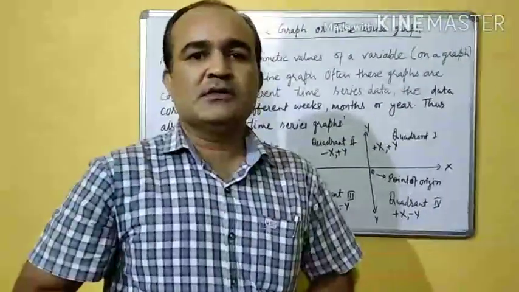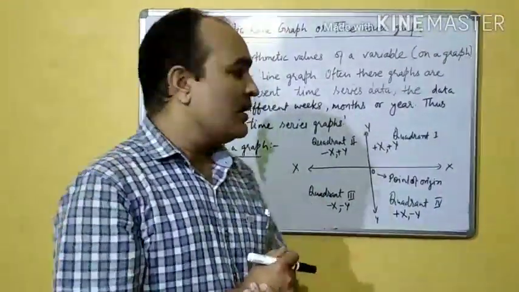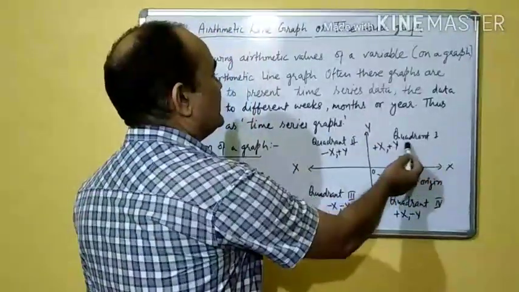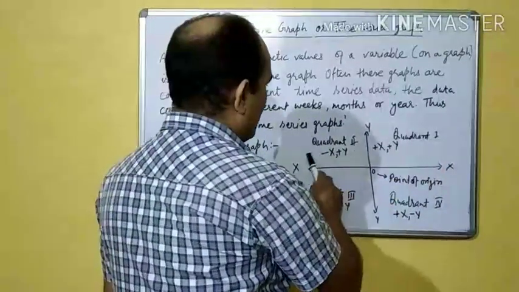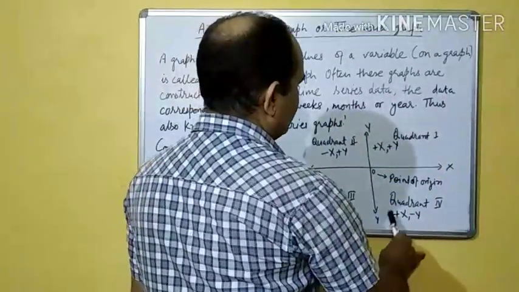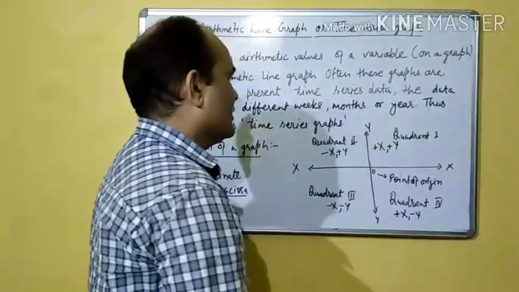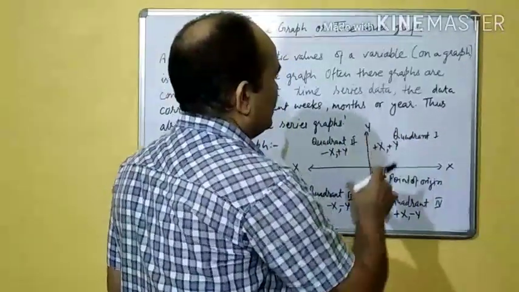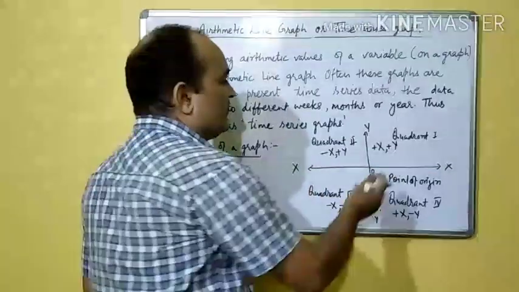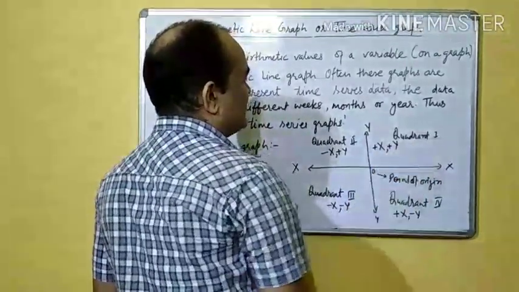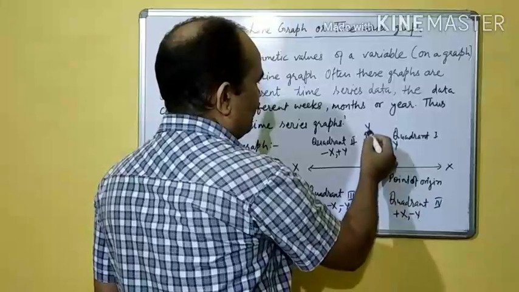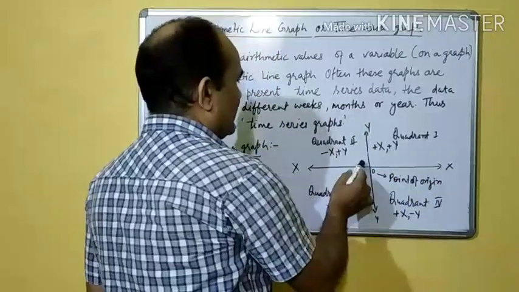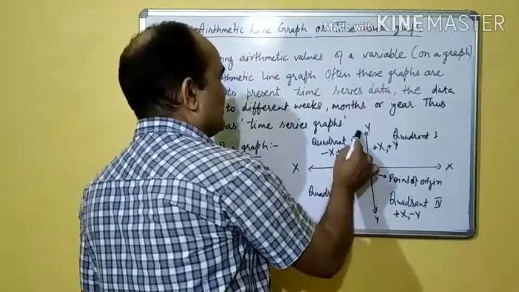And these two intersecting lines form four quadrants. So this is the first quadrant, this is the second quadrant, this is the third quadrant, and this is the fourth quadrant. So in the first quadrant, the values of any variable can be plus and plus, means this is the plus side of Y axis and this is the plus side of X axis, and this is the minus side of X axis and plus side of Y axis.